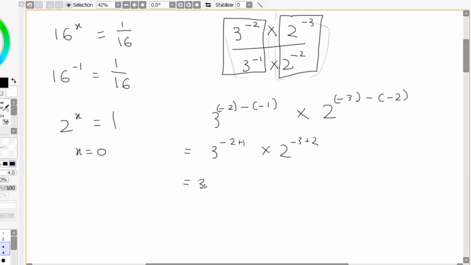Moving on, 3 to the power of negative 1 times 2 to the power of negative 1. And then remember that rule with flipping into the denominator, like this. And then you can solve it. Here you multiply the top, the numerator, and then you multiply the denominator, and you get 1 over 6.